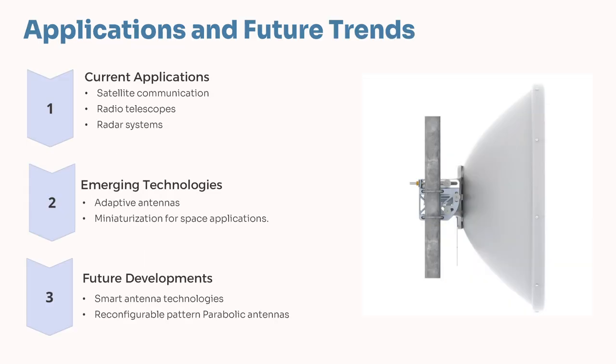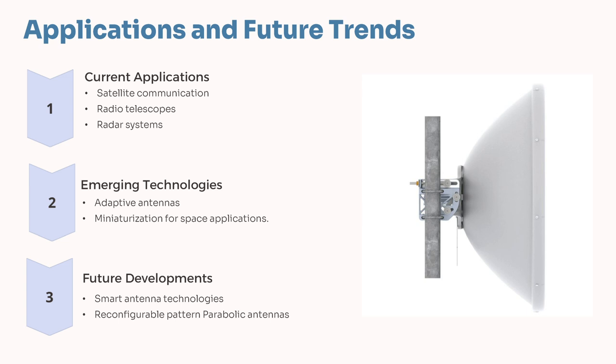Now, let's look at some real-world applications of parabolic antennas and see where they're used in our daily lives and beyond. First up is satellite communication. Parabolic antennas are perfect for both sending data up to satellites, what we call uplink, and receiving data back down, or downlink. This technology is what allows us to have satellite TV, internet, and even global positioning systems, or GPS.